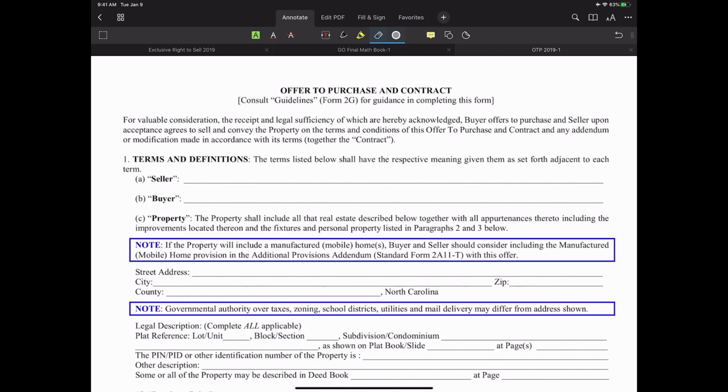You'll see in just a moment down at the bottom of the page the realtor logo, which means that it is used specifically for the industry. You can't just give a copy of this to your friends and family unless you were involved in the transaction.